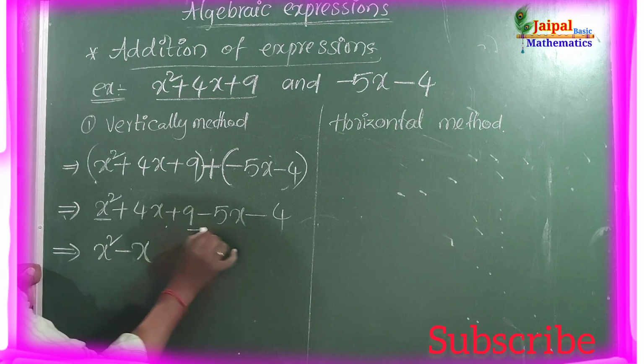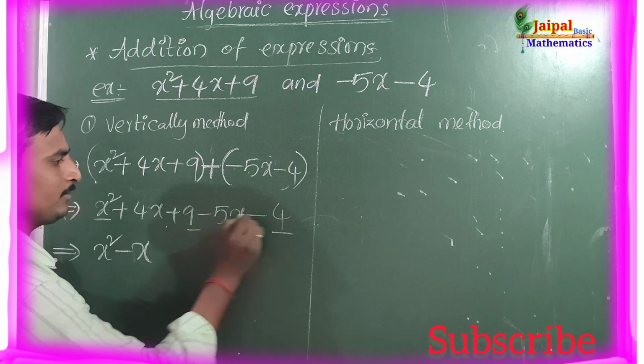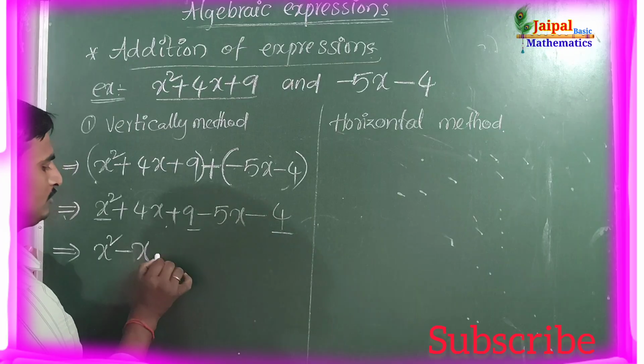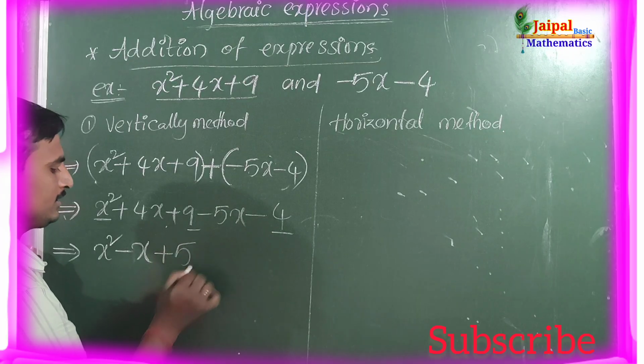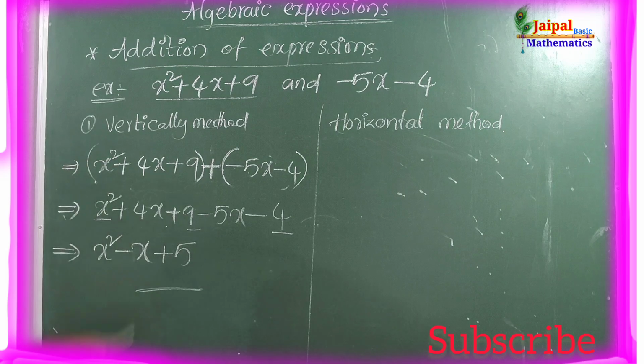Next, these two are constant terms. Constant terms are always like terms. So here plus 9 there, minus 4 there. 9 minus 4, how much? Plus 5 only. So this is the addition of these two expressions. Got it? So this is the vertical method.